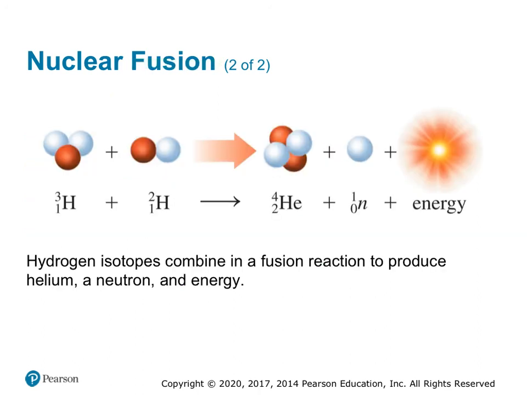Here is the reaction for hydrogen fusion. This is what happens in the sun. A hydrogen atom and another hydrogen atom combine together to make a helium atom and a neutron, and then large amounts of energy. So far, we have not been able to produce a working fusion reactor because of the high temperatures required for this to happen.